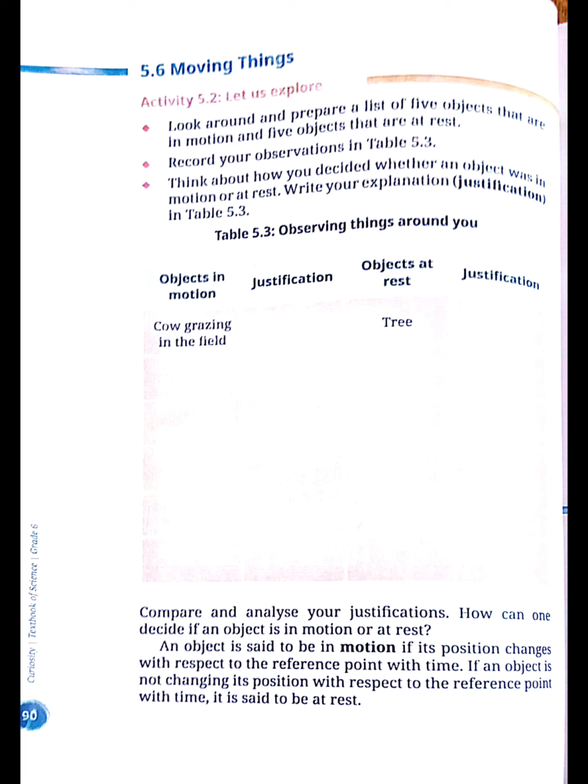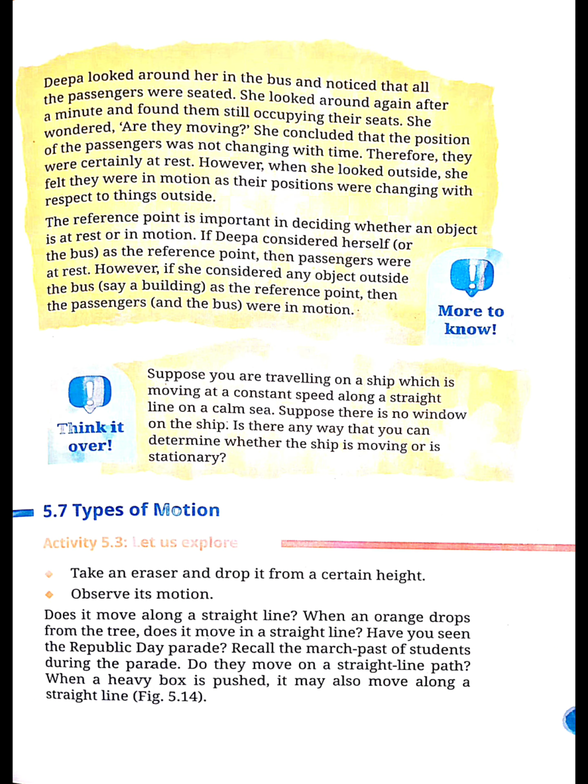An object is said to be in motion if its position changes with respect to a reference point with time. If an object is not changing its position with respect to the reference point with time, it is said to be at rest. More to know.